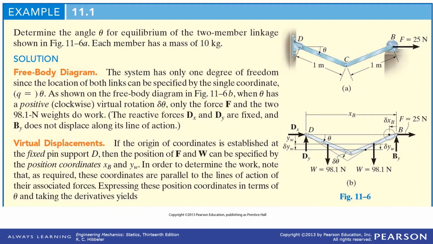So the y position is going to be 1/2 meter sine theta, for both of the weights of the linkages. The mass is 10 kilograms, which makes it 98.1 newtons. The x coordinate is going to be twice the linkage times cosine theta. So let's go to the next slide.